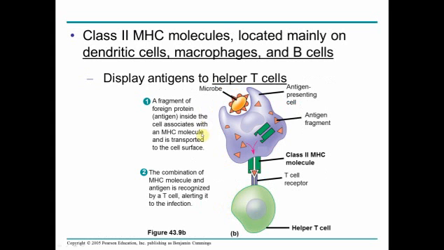There's also class 2 MHC molecules. Class 2 are found in dendritic cells, macrophages, and B cells, those three. And they communicate with helper T cells. So here we have a class 2 MHC molecule. This is a phagocyte. It consumes the pathogen, breaks it down, and the antigens from that pathogen are bound to a class 2 MHC, taken to the surface. This antigen is shown to a helper T cell.